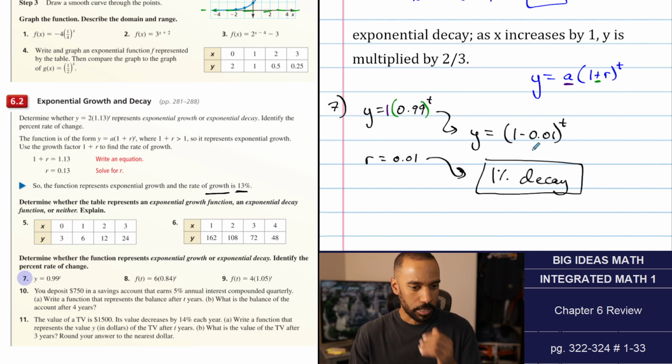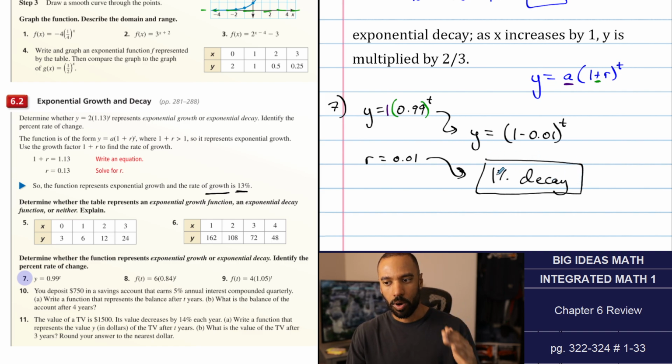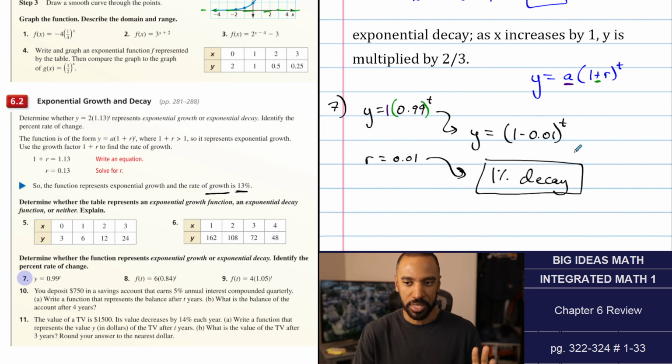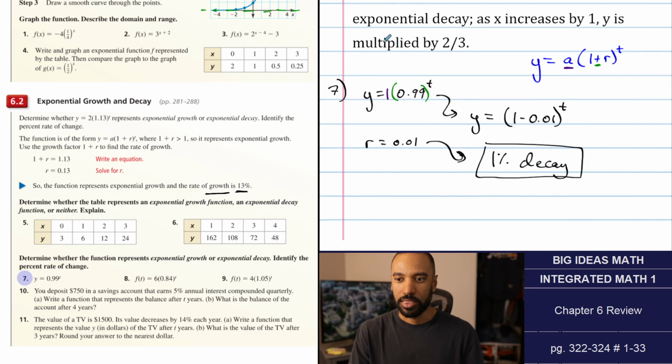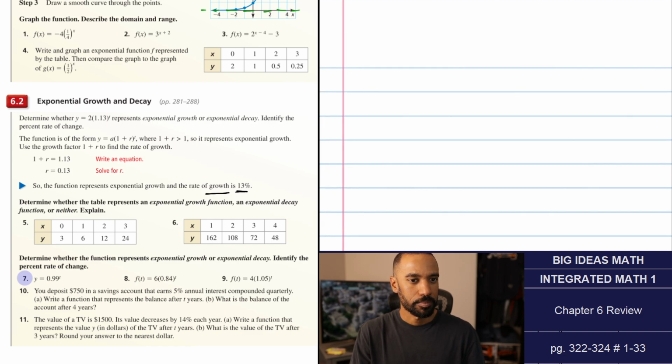It says identify exponential growth or decay, 1% decay. I'm just answering both things together. I hope that's okay. All right, there's number 7. Let's go to number 8.